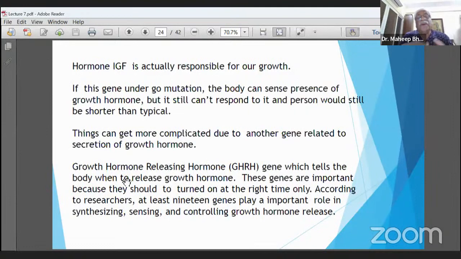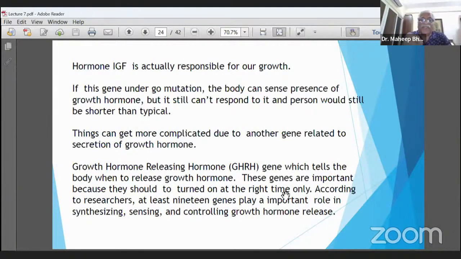Well, if IGF also undergoes a mutation, the body can sense the presence of growth hormone since the receptor is still functioning, but it still can't respond to it because the IGF is not functioning, and therefore the person would still be shorter than the typical height. So in this way, genes are regulating growth.